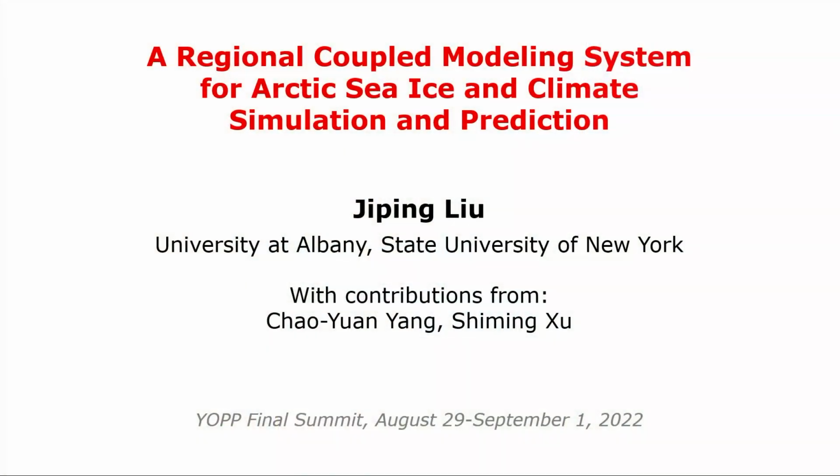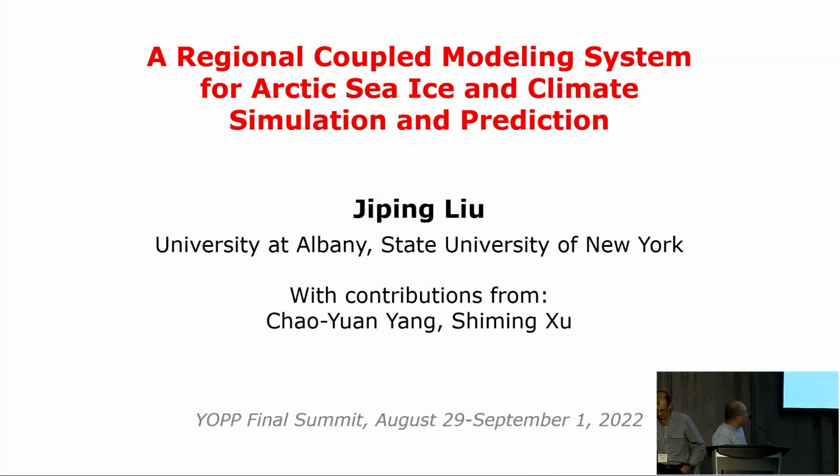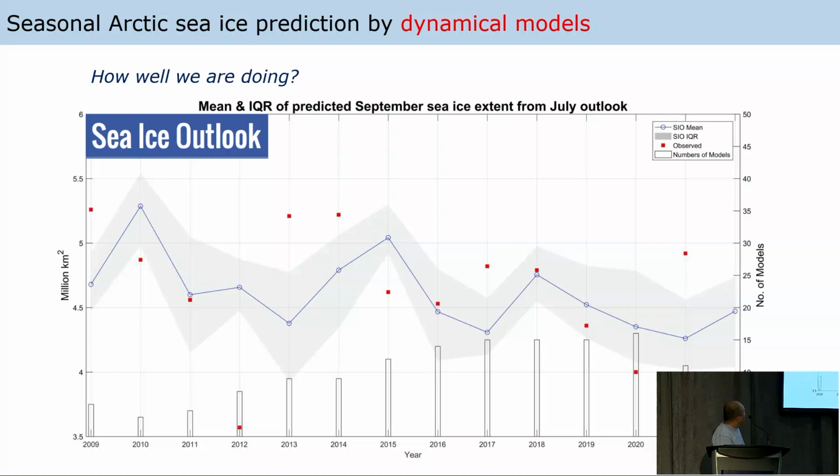Okay, thank you. So here I want to talk about a coupled modeling system that we have developed in recent years. There's increasing demand for seasonal Arctic sea ice prediction, but it's still very challenging. We already know that. This is the predicted September Arctic sea ice extent by all dynamic models.